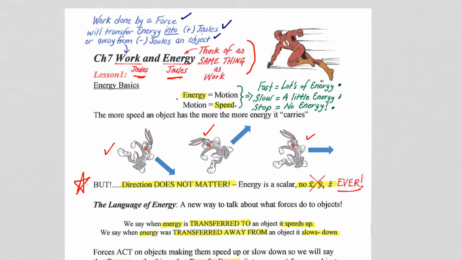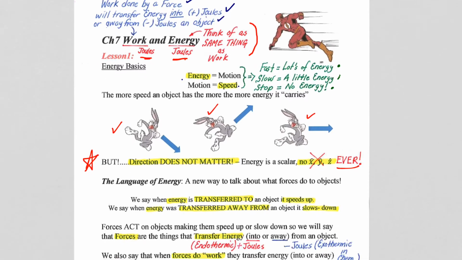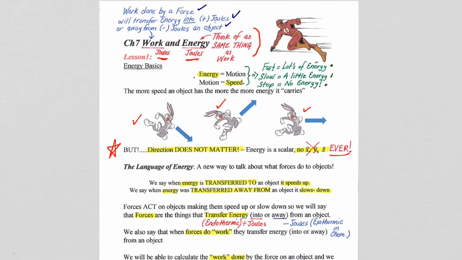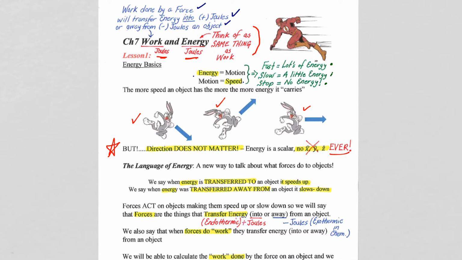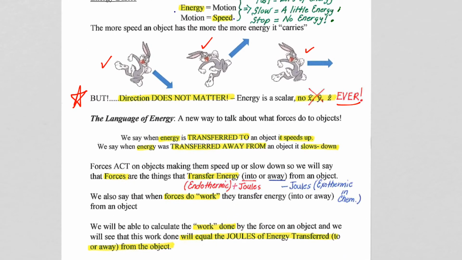You never did that in chemistry when you had equations that were endothermic and exothermic. You didn't say there were 10 joules released north. It was just 10 joules. So that part remains the same. The wording we're going to use is that energy is transferred to an object when it speeds up, and energy is transferred away from an object when it slows down.